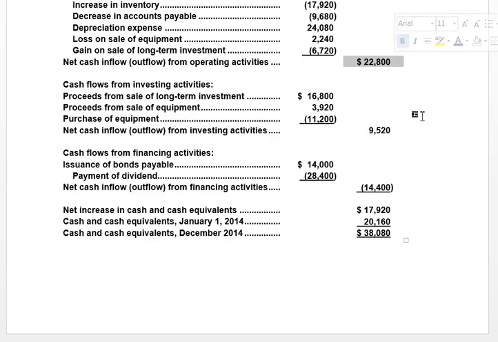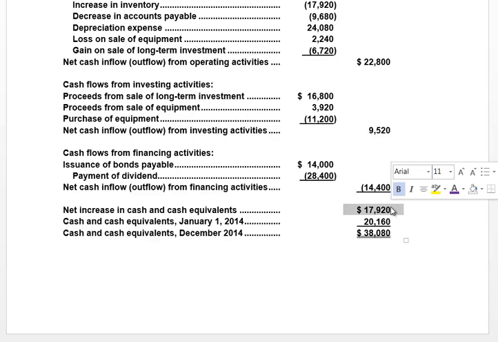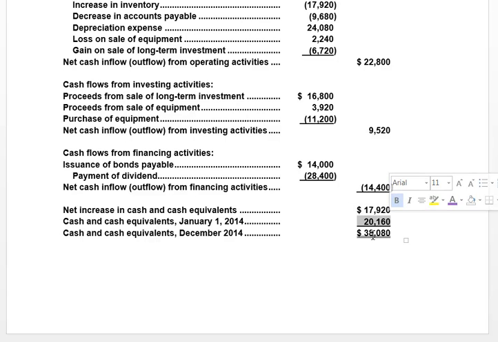So when we add $22,800, $95.20, and we deduct, because it's an outflow, $14,400, we know we're going to get a net increase in what we call cash and cash equivalents. So these three numbers added together are $17,920. As we said earlier, cash equivalents are treated the same way as cash. So we're going to add to that our opening balance of cash and cash equivalents, and that was equal to $14,560 plus $5,600 from your question, so that's $20,160.